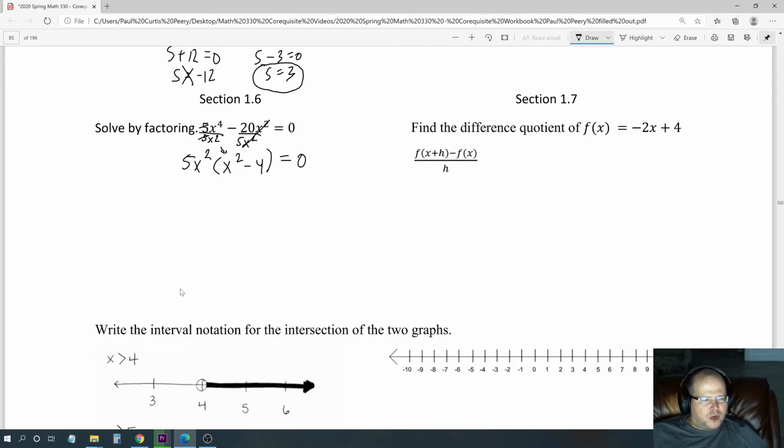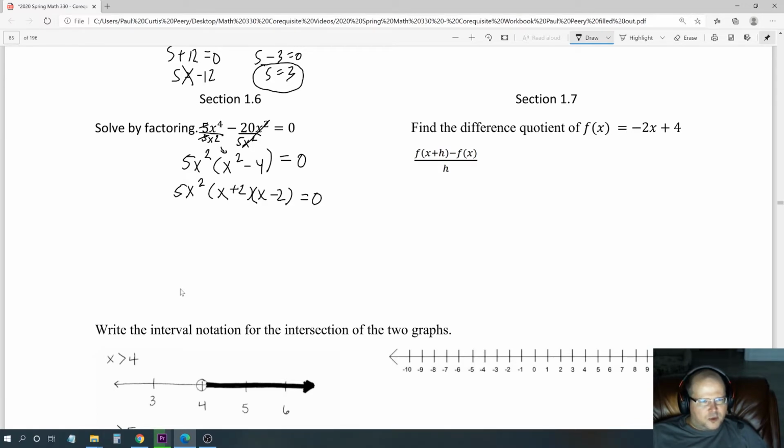Now, we're not quite done factoring. We're almost done, but not quite, because this is x squared minus a perfect square, 4. The square root of 4 is 2, so you have a plus 2 and a negative 2. Difference of squares.